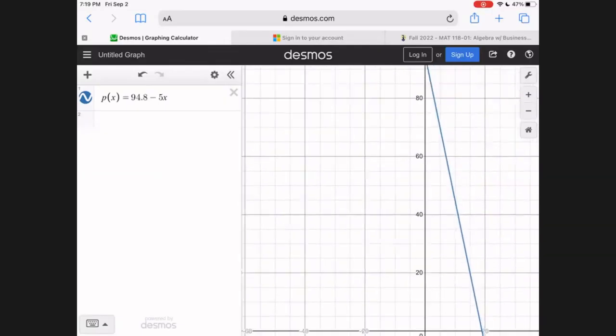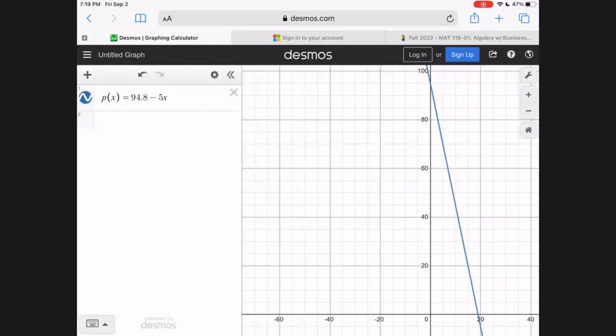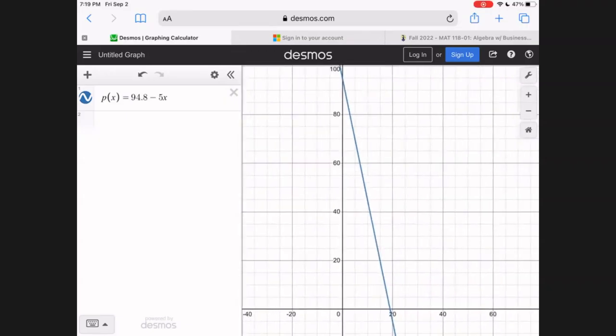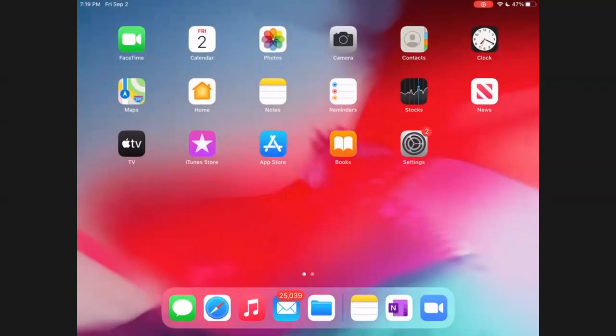okay, that it's here. Okay. And you remember, you can hold your mouse over it to get any points if you need it. It goes through 0, 100, and the point there, 18.960, and it has this downward slope. So I would say use Desmos for the graph part.